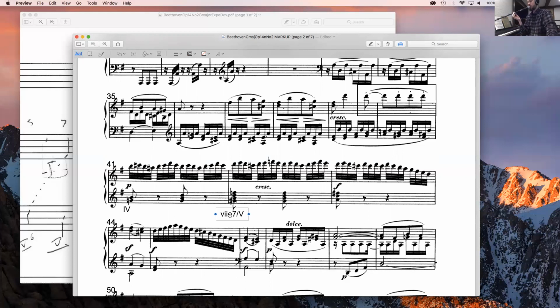So again, the right hand might make you think there's something new happening. But check the harmony, and a lot of the time you can see that it's a very typical progression. 4, 7 of 5. And what do we get here? Cadential 6, 4. Right? Got A on the bottom, 5, 6, 4.